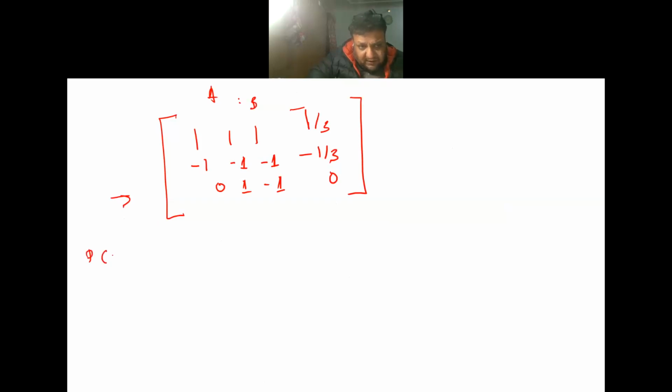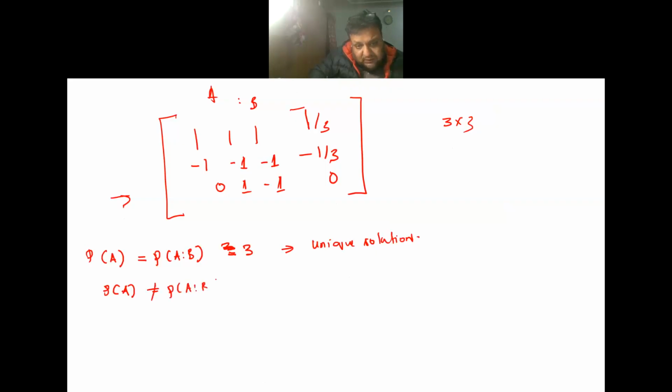What I have to see? I have to see rank of A, if it is equal to rank of A is to B, and if it is equal to, see, this is a 3 cross 3 matrix, if it is equal to 3, then it will have unique solution. Correct? But if rank of A is not equal to rank of A is to B, then no solution, right? Now the third scenario is if rank of A is equal to rank of A is to B, but the rank is 2, then it will have infinite solutions.